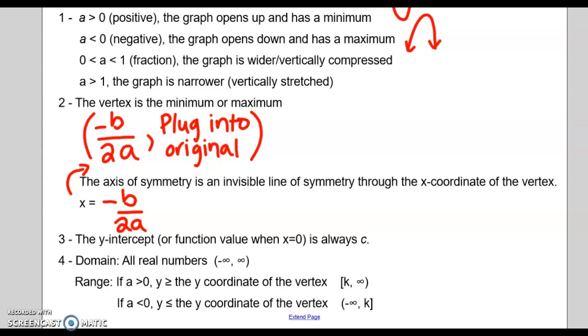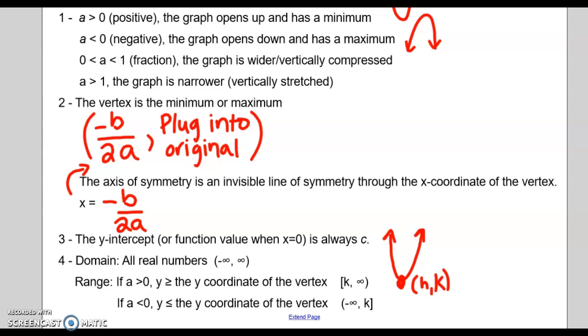And then the range is going to depend on if it opens up or down. So if the U opens up, that's if a is greater than 0. So I have a U that looks like this. This minimum is going to be the y-coordinate of the vertex, whatever that is. So this point is going to be some point, I'll just call it hk. Whatever that vertex is. So if this parabola opens up, that means the lowest y value is k, and it's going to go up forever. So my range is k to infinity.